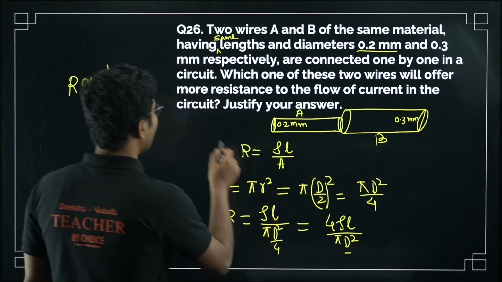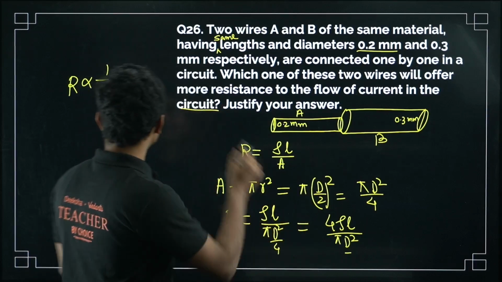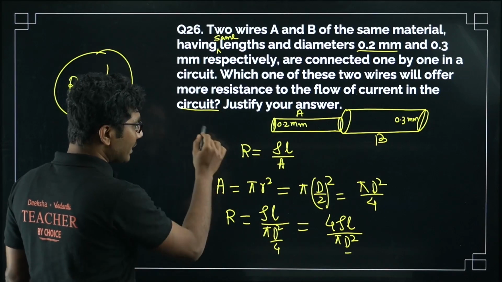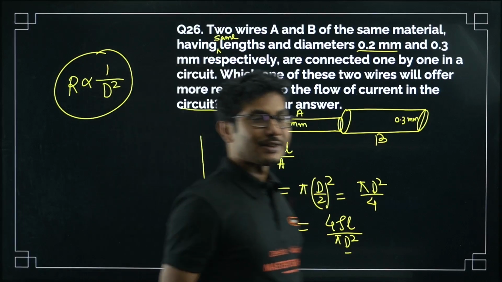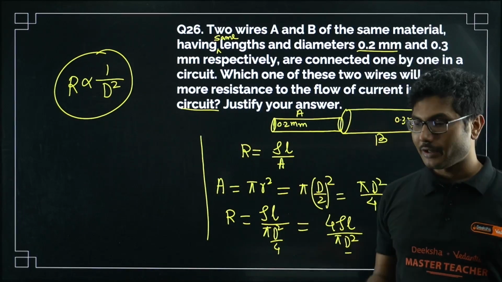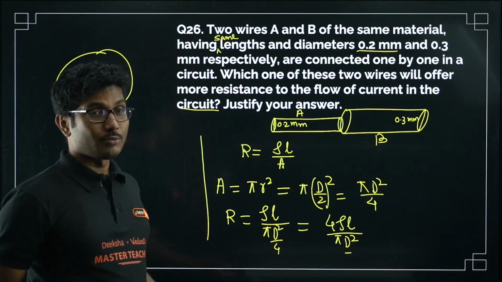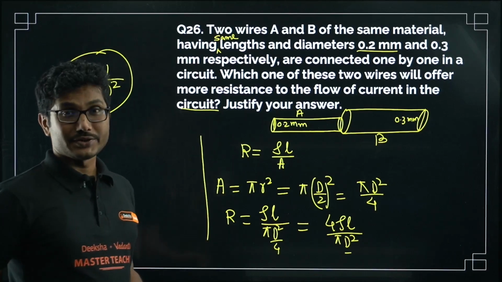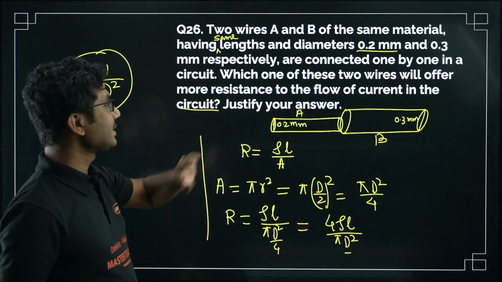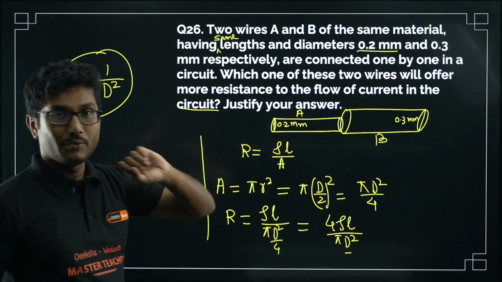So while justifying, we have to do this calculation and show that resistance is inversely proportional to the square of the diameter. If the diameter is less, resistance is more. If the diameter is more, resistance is less. So the wire with more resistance is basically the 0.2 millimeter wire.